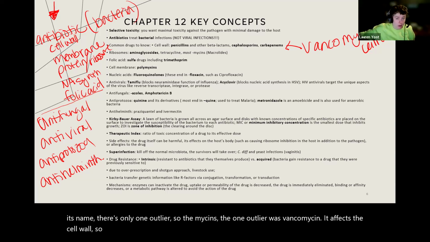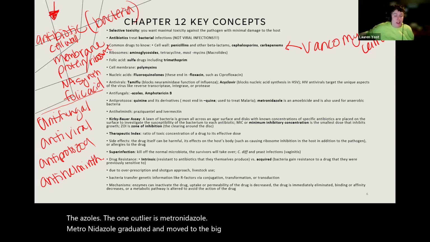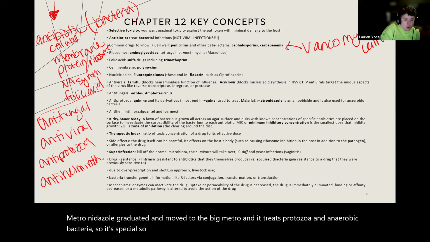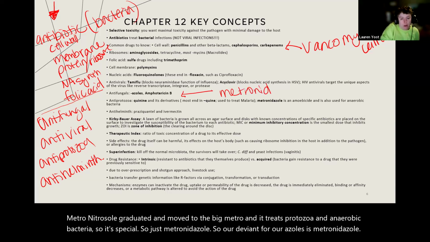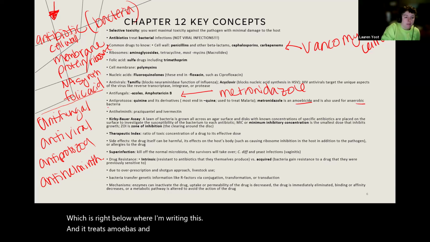So you got to know that one separately. The azoles, the one outlier is metronidazole. Metronidazole graduated and moved to the big metro, and it treats protozoa and anaerobic bacteria. So it's special. So just metronidazole. Our deviant for our azoles is metronidazole, which is right below where I'm writing this. And it treats amoebas and anaerobic bacteria.